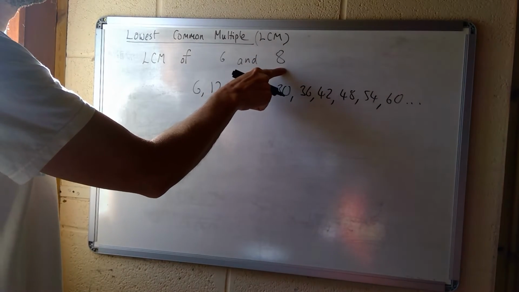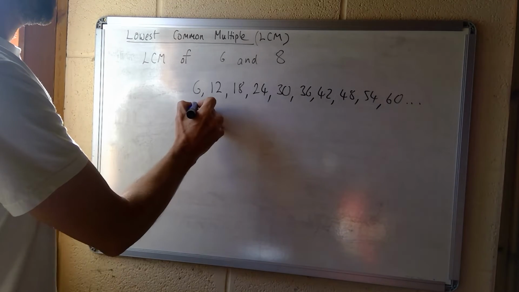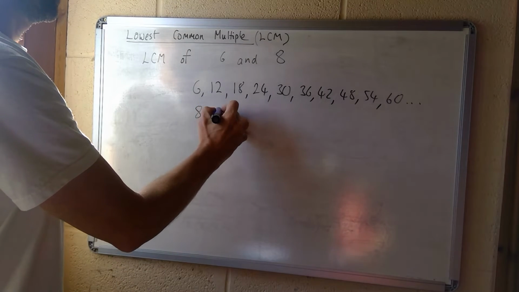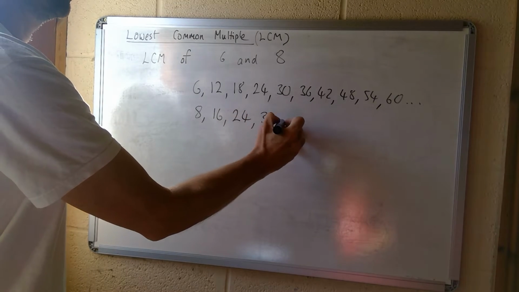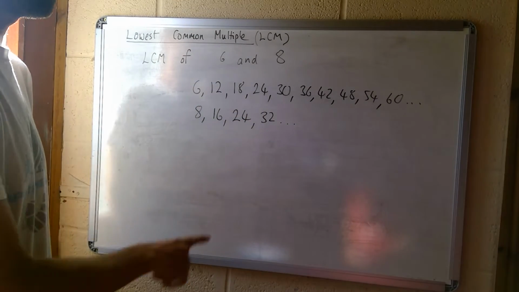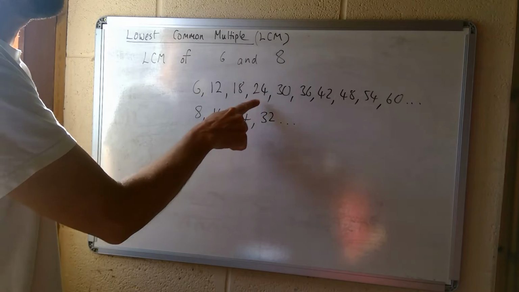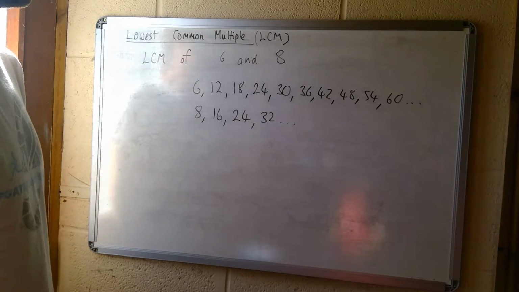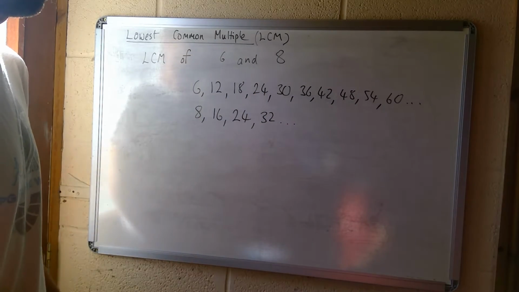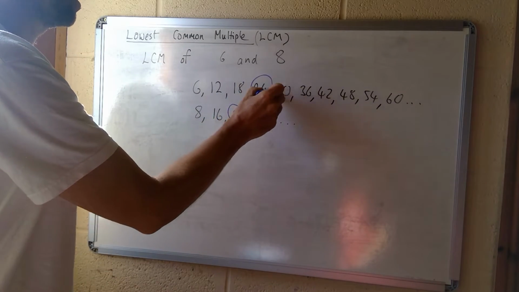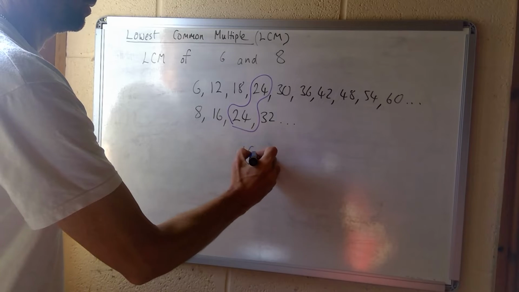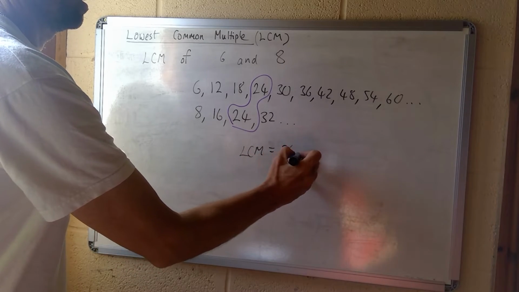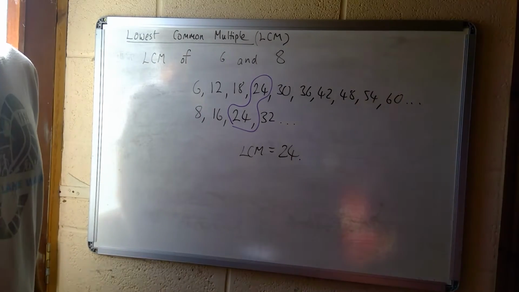I may not need that many, and I may need more, so I can leave that open to write more. I'm now going to write down the multiples of 8: 16, 24, 32. But at this point, I've already noticed I've got a number which appeared in both lists. That's the common multiple because it appears in both lists, and it's the first one we come across. So that's my lowest common multiple, 24.